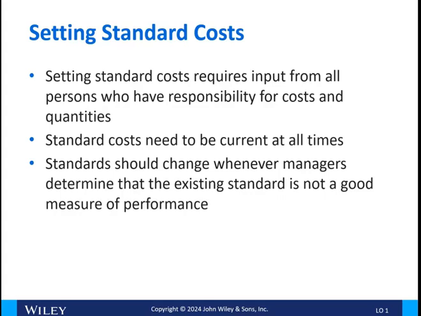Which leads to the next point: standards should change whenever managers determine that the existing standard is not a good measure of performance. So maybe just in some of my industries, we've set a standard for the year. A lot of times we have annual purchasing agreements with suppliers, so our costs are known for the year. Maybe only freight is going to vary, or if we have special orders, which usually isn't big enough to change the standards. So we set the standards once a year.